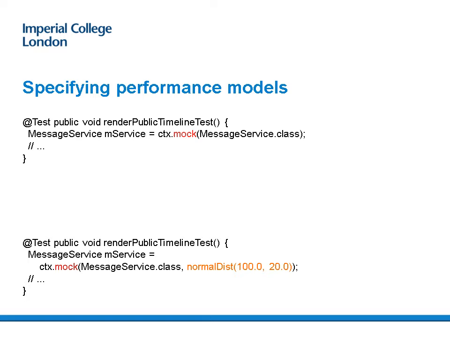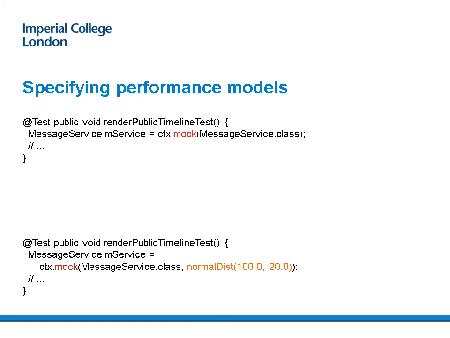Now, most models will have some kind of parameters. How to set parameters depends on whether the dependency that we're mocking exists or not. So if it doesn't exist, we can think of the parameters as a specification for how we would like it to perform in order to meet our own needs. And if it does exist, then perhaps we can measure to estimate these parameters. In our example, we'll set the mean to 100 milliseconds and the standard deviation to 20 milliseconds.